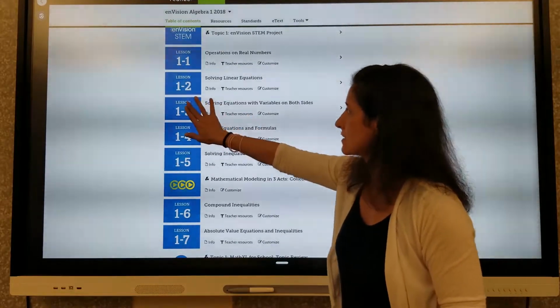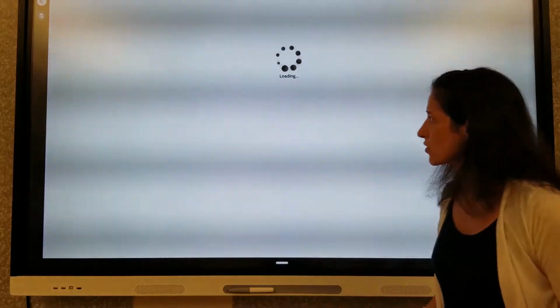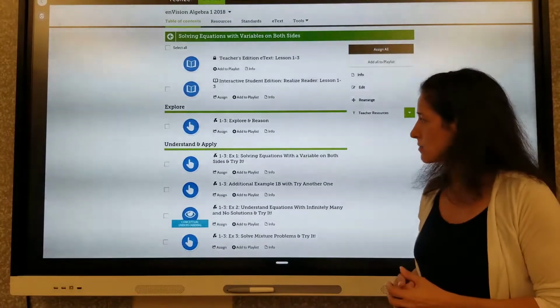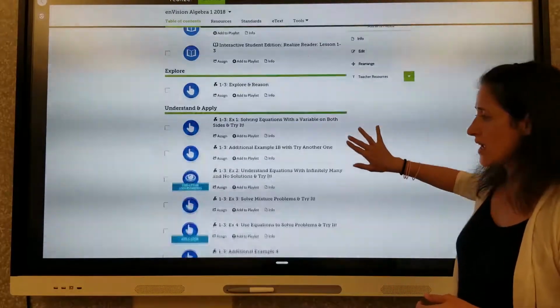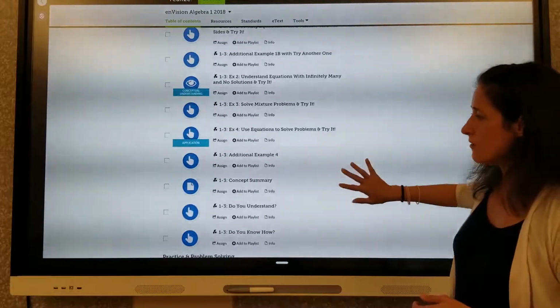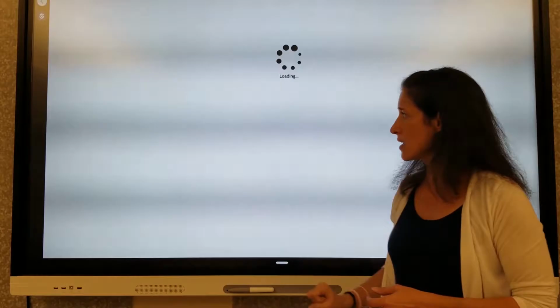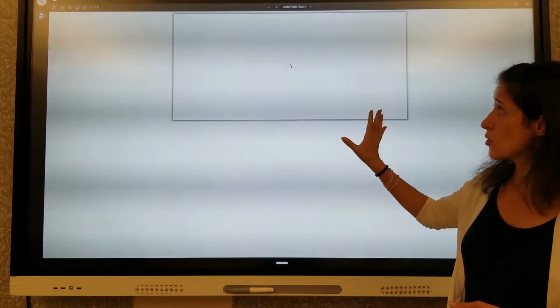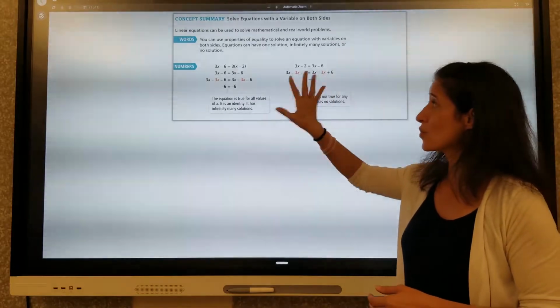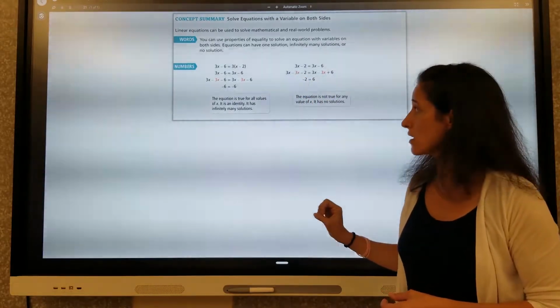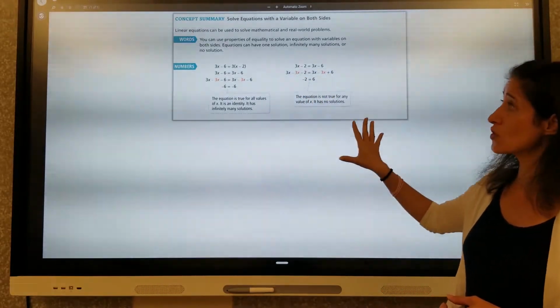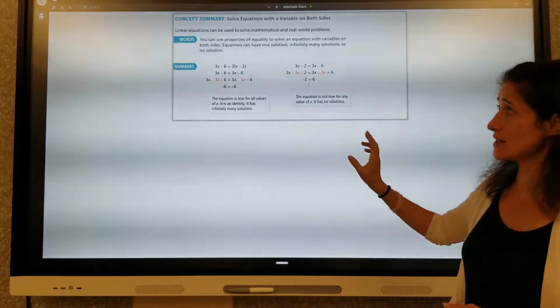So our last lesson in this class would have been lesson 1.3. And just say your student had missed lesson 1.3. They can go into the textbook and they can view all of the examples. A good page for them is the concept summary page. The concept summary page will just summarize really what the meat of the lesson was. So they really need to make sure that they understand the meat of the lesson.